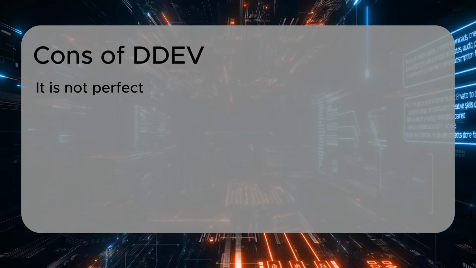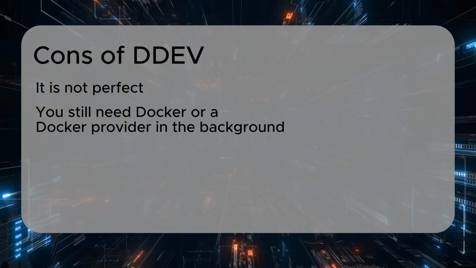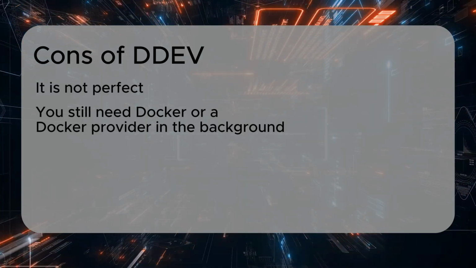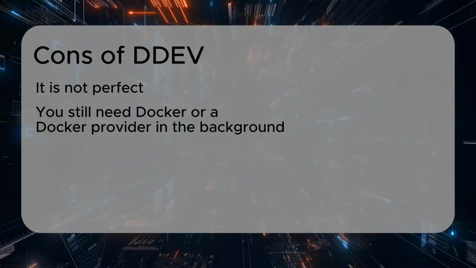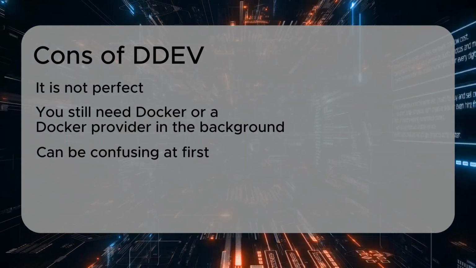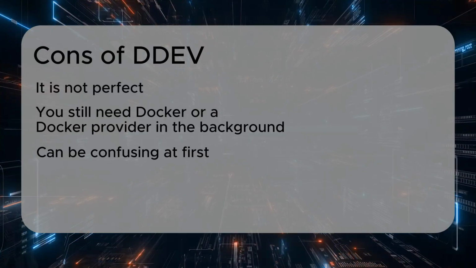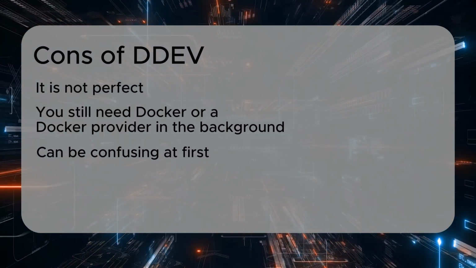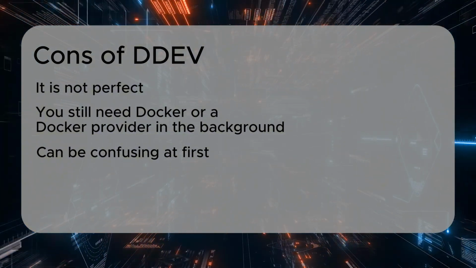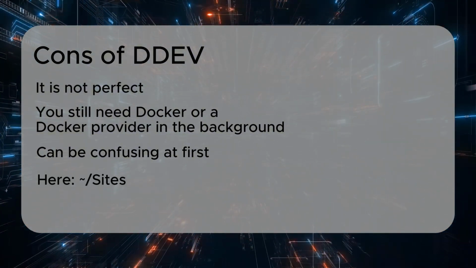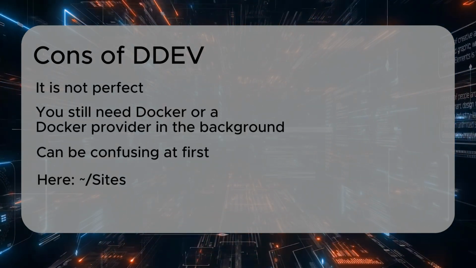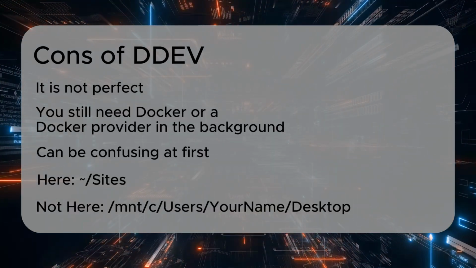But it is not perfect. You still need Docker or a Docker provider in the background. On Windows, that usually means using WSL 2 properly or using Docker Desktop or another supported provider. It can also feel confusing at first if you are new to Linux terminals. And if your files are in the wrong place, for example, directly on the Windows C drive instead of inside the Linux file system, performance can be slower. So the best practice is keep your projects inside WSL, usually somewhere like your WSL home folder slash sites. Not in the Windows-mounted drive.